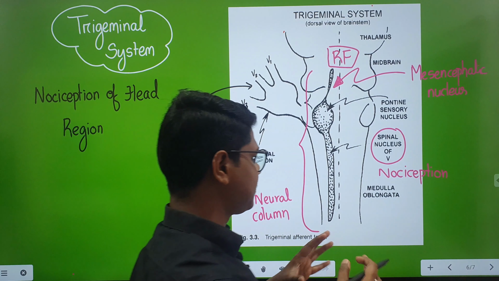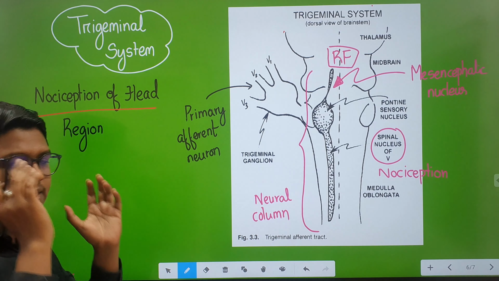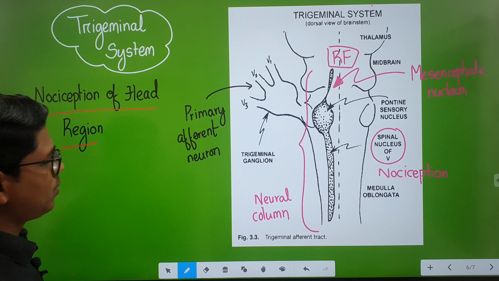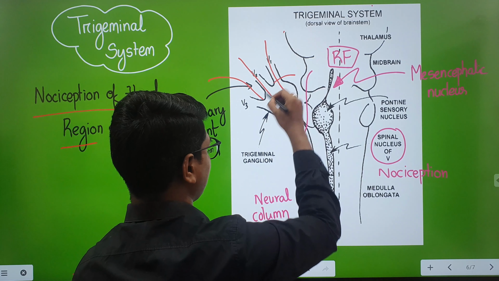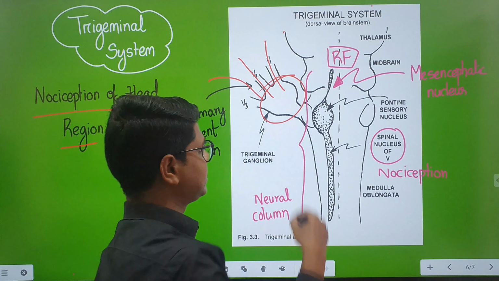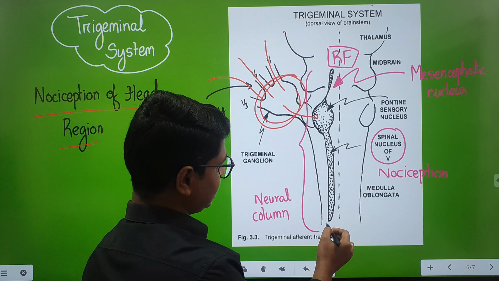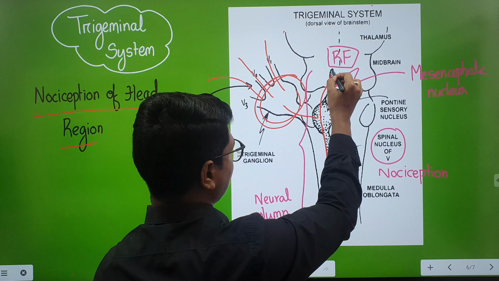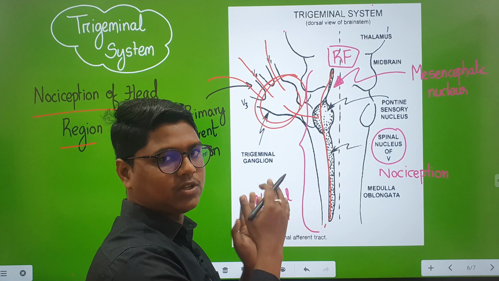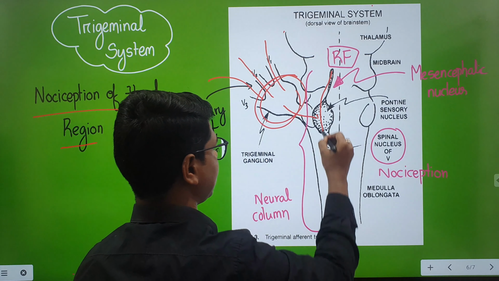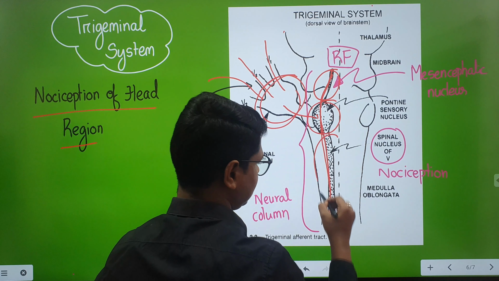Next, the third one is a special type of tract. This is usually for the nociception of the head region, only for the head region. So what happens here? The pain-sensing nerve fibers will come to the trigeminal ganglion. Then after that they will go to a neural column. This structure is a neural column. It resides just outside the spinal cord. This is not a part of the spinal cord, and it has three parts. You see, first, second, and third.